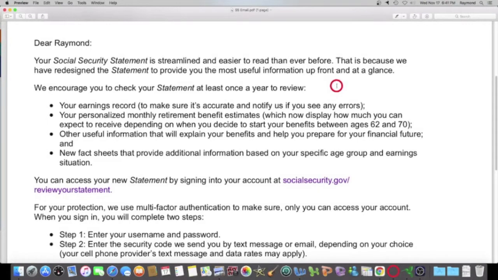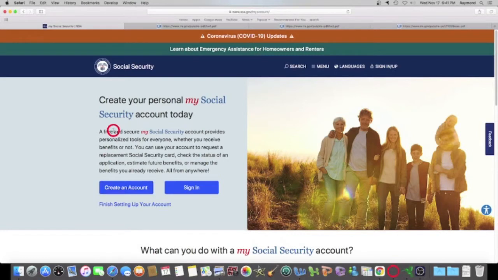So let's log into the Social Security website and we're going to get this going. And I'm going to show you exactly what's going on with my Social Security and things you want to look out for and consider as you get older. So we are here at the website. This is mysocialsecurity.gov. And if you don't have an account, you can create one. I have one, so I'm going to log in.